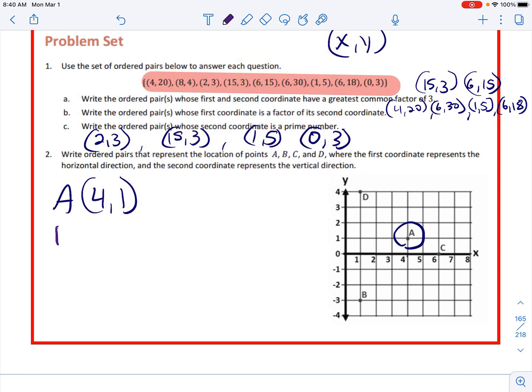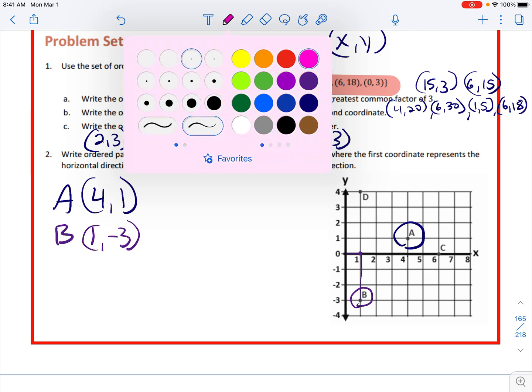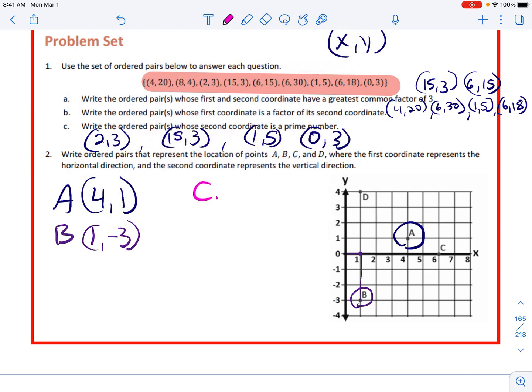Let's do B. B is in the negative, so we're over to 1 and then down to -3. So this is 1 and -3. Now let's do C. C is over 6 and it stays on the x-axis, so it's 0. So it's 6 and 0. And D is the last one. D is at 1 and then up to 4.